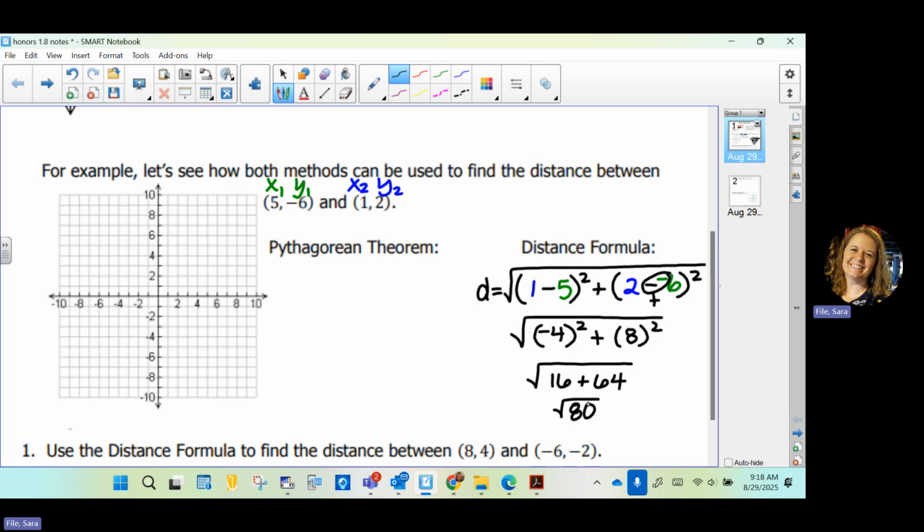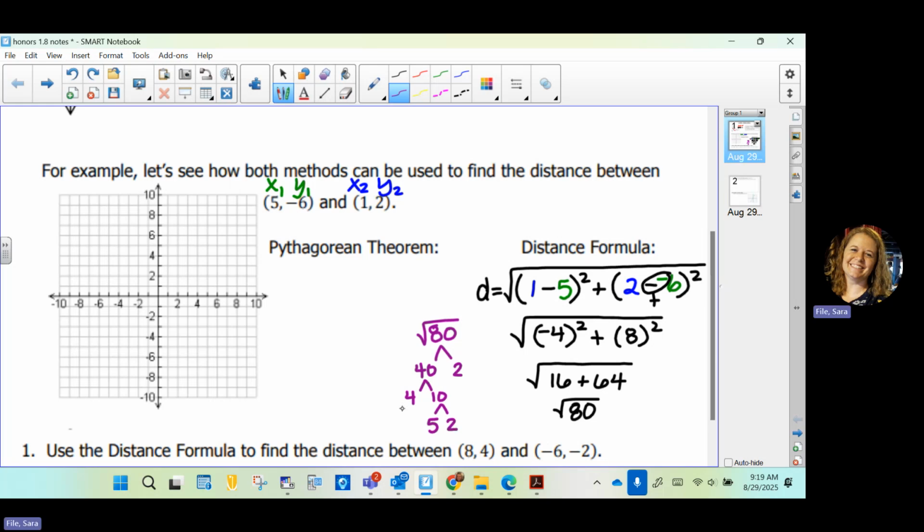Now, we learned yesterday how to simplify radicals, because if we don't want a rounded decimal answer, we want the exact distance, the exact value, we would simplify this. And remember, we can do our factor tree. I'm going to do this off to the side here. What are some factors of 80? Okay, 40 and 2. Factors of 40: 4 and 10. And then 10 would be 5 and 2.